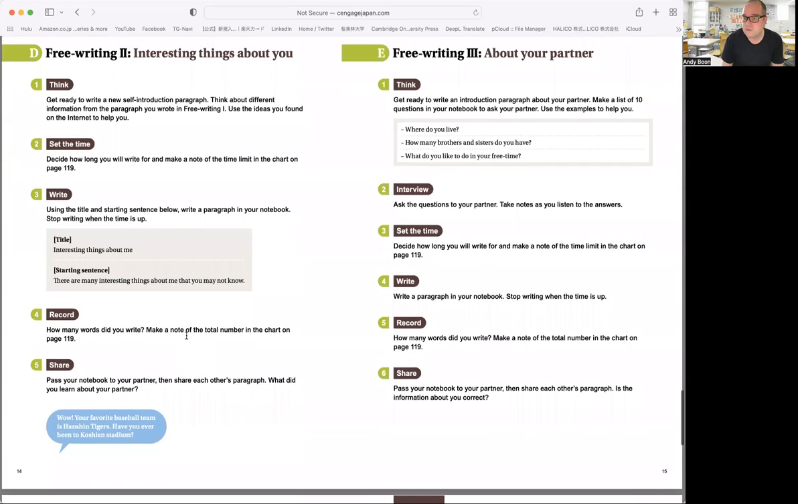Once again, they record how many words they've written, and they can share in the classroom or in breakout rooms what they have written. And it's a way of getting students to learn about each other in the first few lessons. You can change the groups so that students will be reading each other's free writes in different groups so they can learn more about one another.